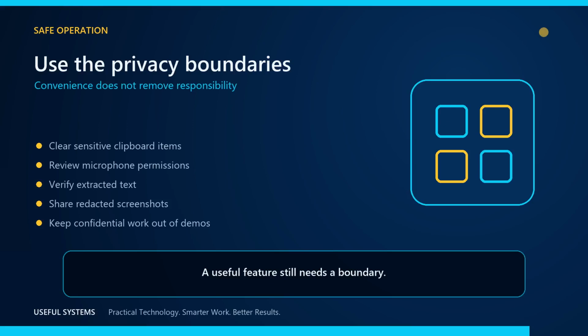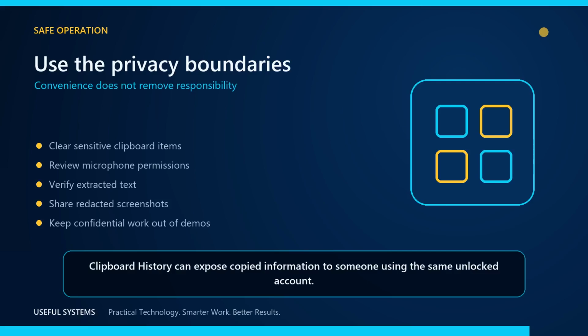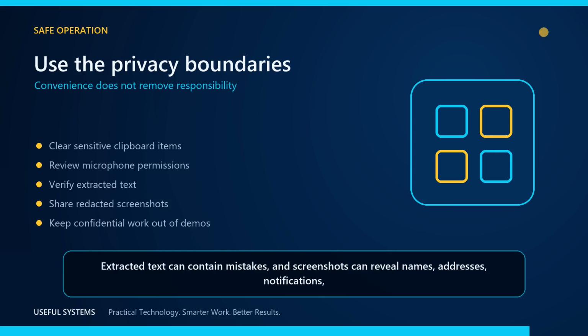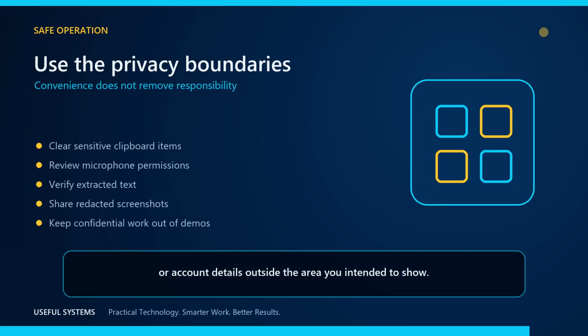A useful feature still needs a boundary. Clipboard History can expose copied information to someone using the same unlocked account. Voice typing uses online speech recognition in its standard Windows form. Extracted text can contain mistakes, and screenshots can reveal names, addresses, notifications, or account details outside the area you intended to show. Use the built-in clearing, permission, verification, and redaction controls.